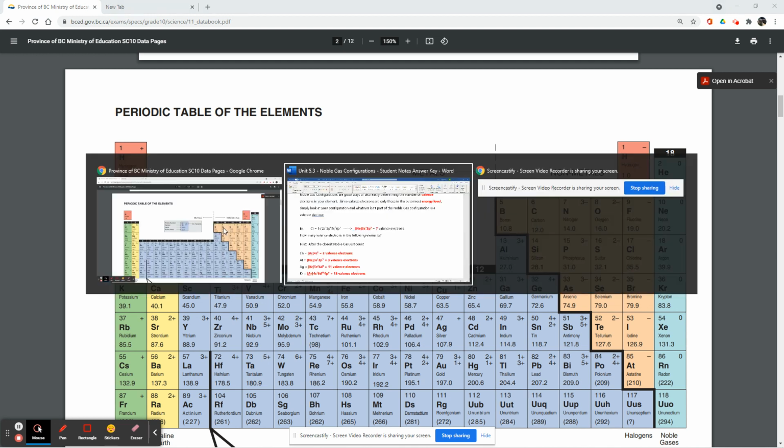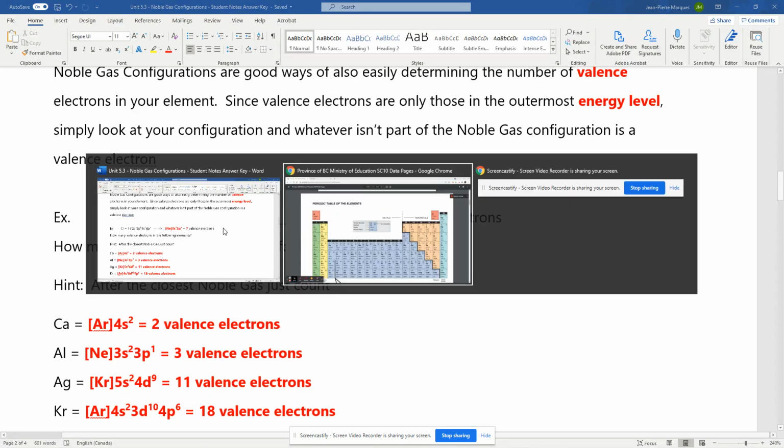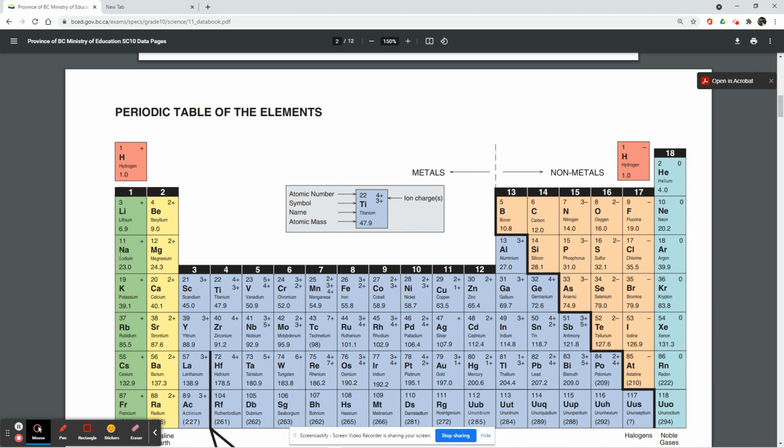The next one was aluminum. For aluminum, its closest noble gas is neon, so that would be your reference point, and then it's going to be 3s2 and then 3p1, so a total of 3 valence electrons. For neon, neon is right here. Its noble gas configuration is going to use the closest noble gas, which is helium, 1s2. And then it'd be 2s2, 2p6. Therefore, it has 8 valence electrons.